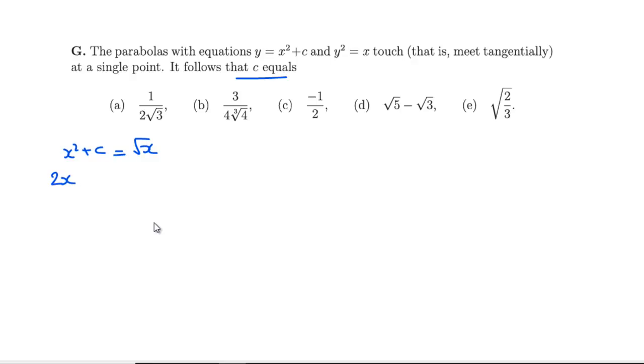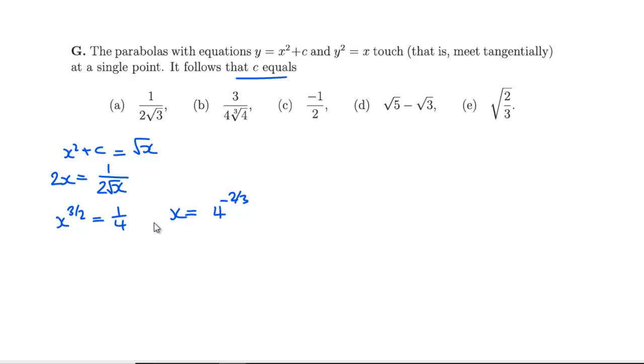So 2x will be equal to, so that will be a half of 1 over the square root of x. So 1 over 2 root x at the same x. So what are we then doing with this? Well, this is just going to give us a number for what x is. So we've got x to the 3 over 2 is equal to a quarter. So x is equal to 4 to the minus 2/3.